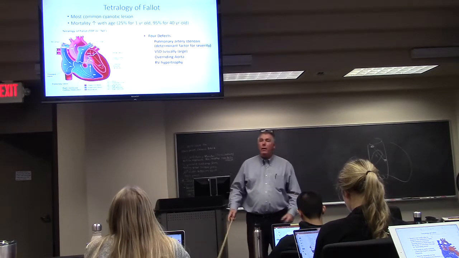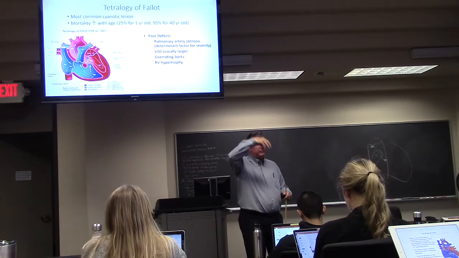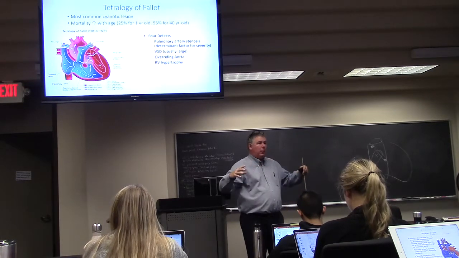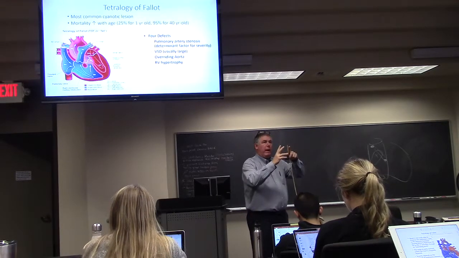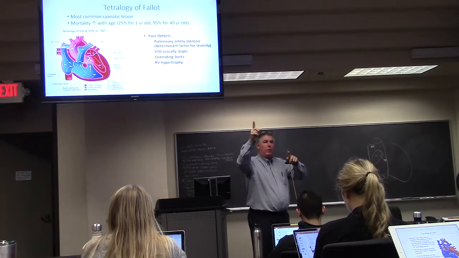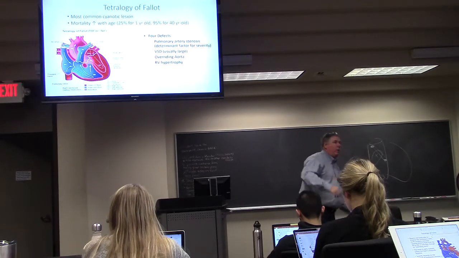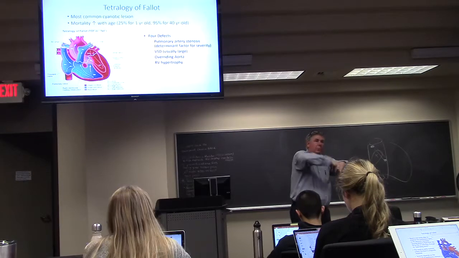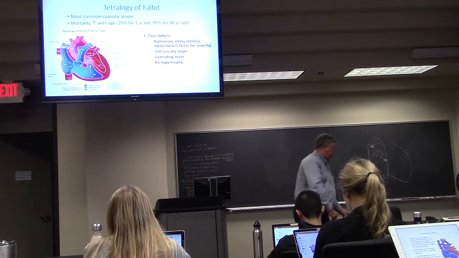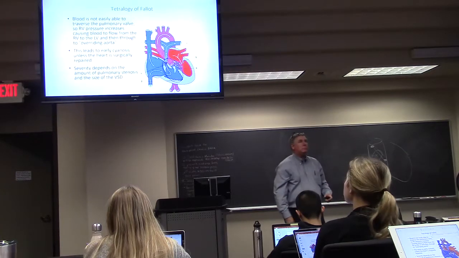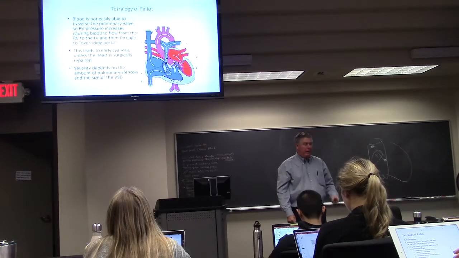Because the aorta normally, it's sitting up here. So the left ventricle comes up to the aortic valve, and then you have the aorta. So in tetralogy, what happens is the aorta actually, it's like a prolapse. It extends down into the left ventricle. Early cyanosis, unless surgically repaired, if it's severe.